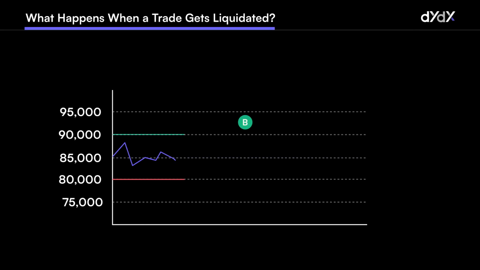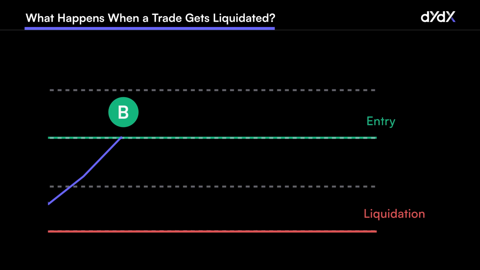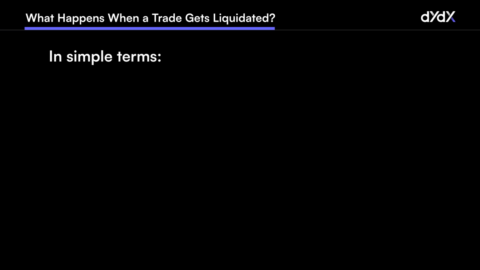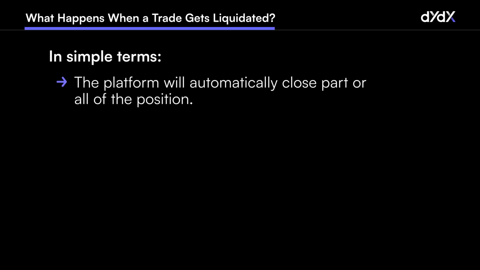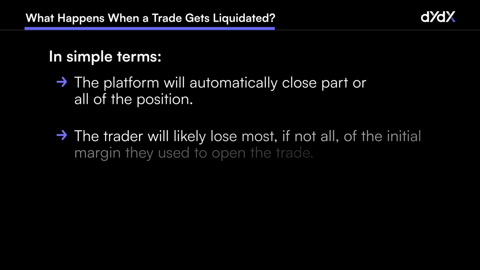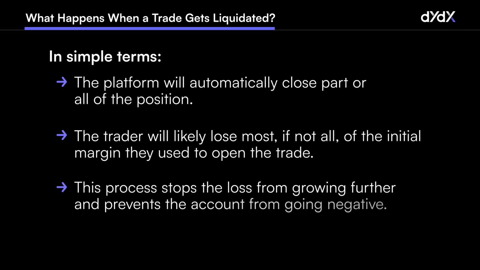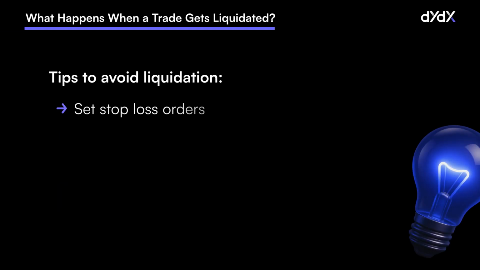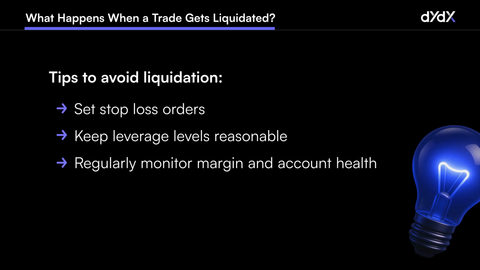And staying on that topic, let's dive into what actually happens when a leveraged trade starts to go south. When the market moves far enough against the position and the margin balance falls below the required level, the trade is liquidated. What that means in simple terms is that the platform will automatically close part or all of the position. The trader will likely lose most, if not all, of the initial margin they used to open the trade. This process as a whole stops the loss from growing any further and prevents the account from going negative. To avoid this, setting stop loss orders, keeping leverage levels reasonable, and regularly monitoring margin and account health are all key strategies traders can use to help avoid liquidation.